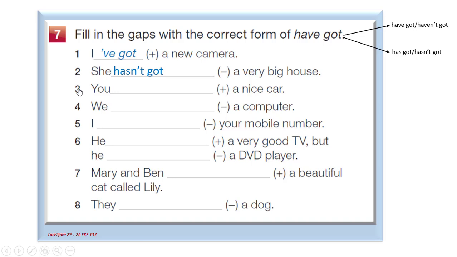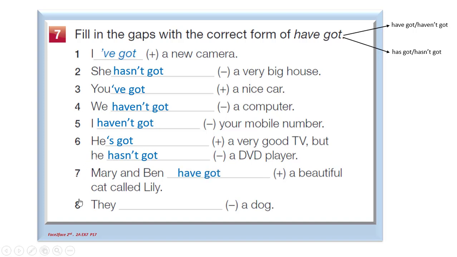Okay, number 3. You've got, positive. We haven't got, negative. 5. I haven't got. 6. He's got, hasn't got. 7. Have got. And 8, haven't got.